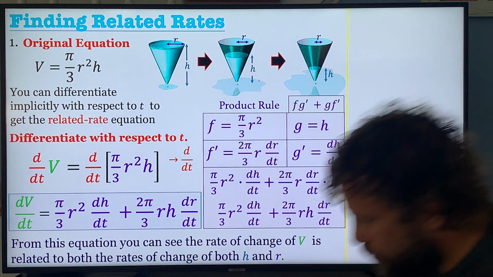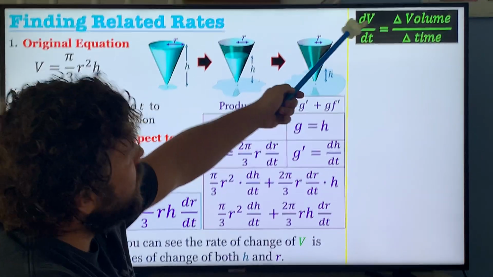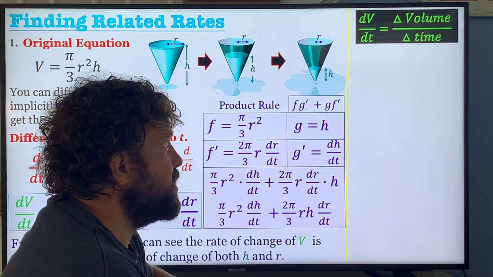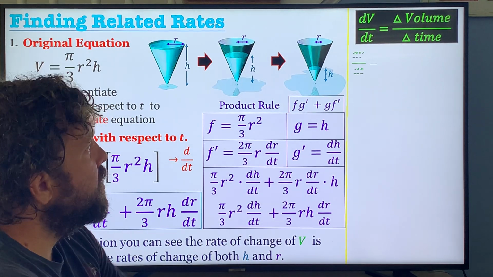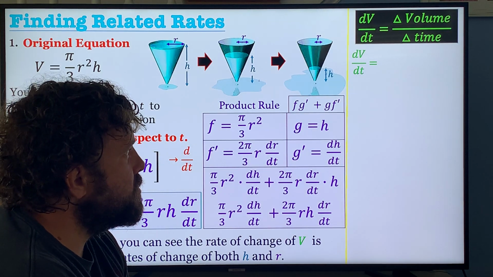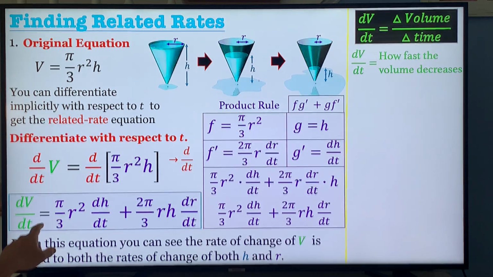All right, now, what I'm going to do is, this always helps. What does dv dt actually equal? It's the change in volume over the change in time. Okay, that's what derivatives are, the change of stuff. So what does it actually equal? How fast the volume is decreasing, in this case. How fast is the volume going down?